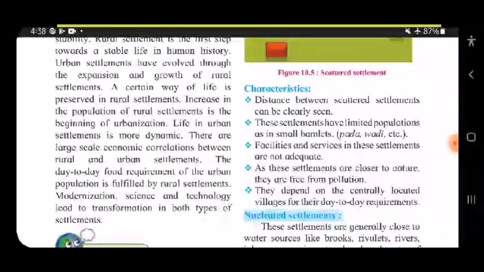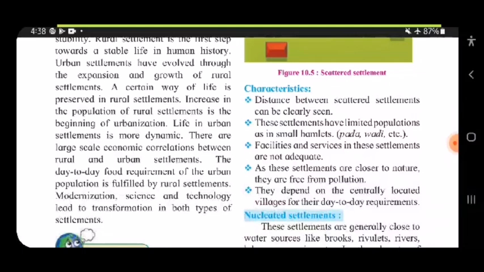Now, what is their characteristic? Distance between scattered settlements can be clearly seen. These settlements have limited population as in small hamlets. Facilities and services in these settlements are not adequate. Why don't people want to stay here? Scattered settlement houses are very far and they don't have everything. They don't have the adequate needs.